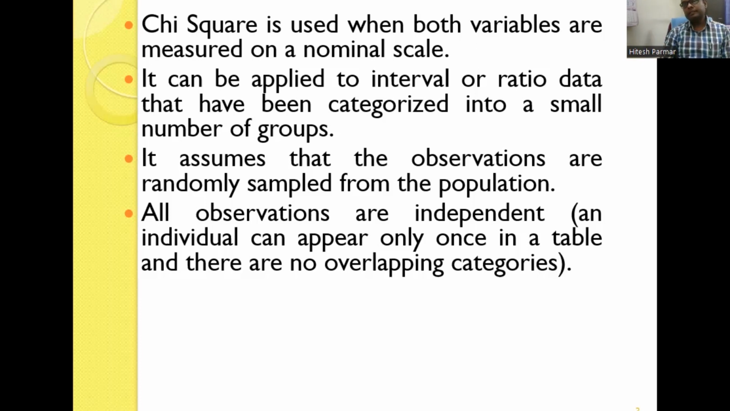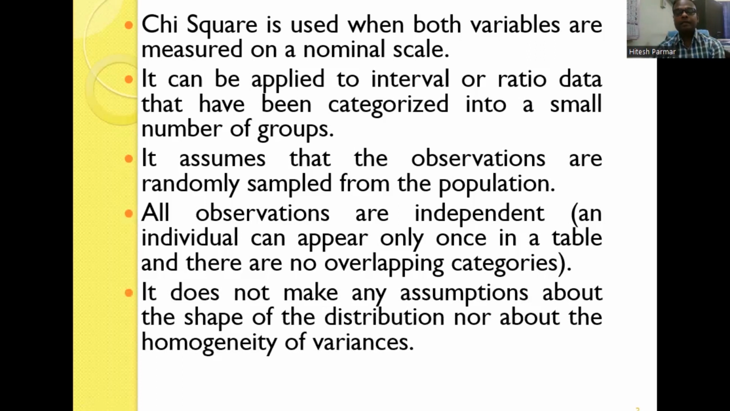And it also means that for multiple response analysis, the chi-square test is not appropriate, right? Because in multiple response, we do not have entities which are mutually exclusive, right? There is an overlap. So for multiple response, we may go for a cross tabulation, but we should not go for a chi-square test.